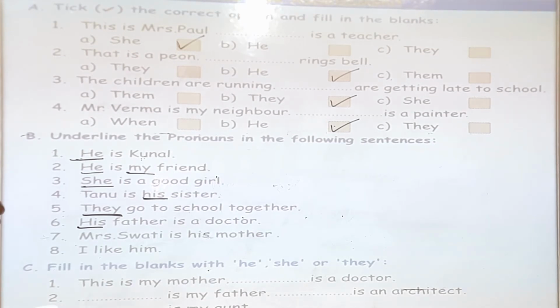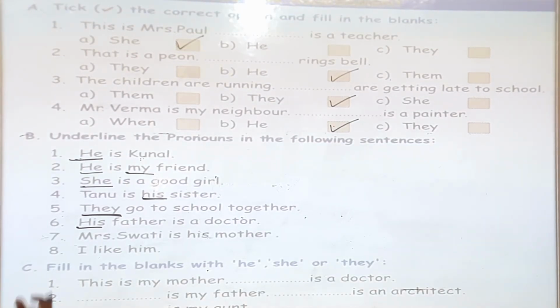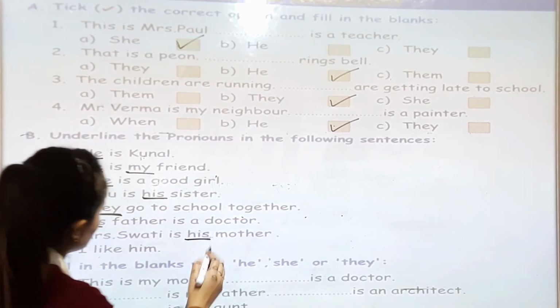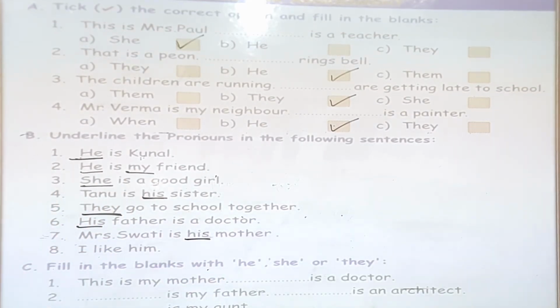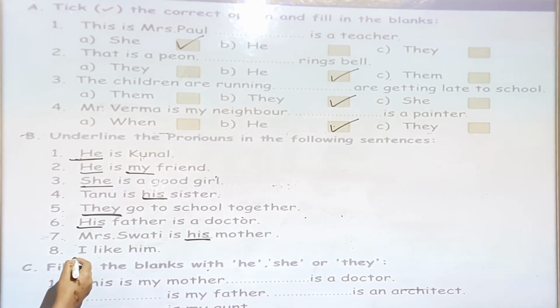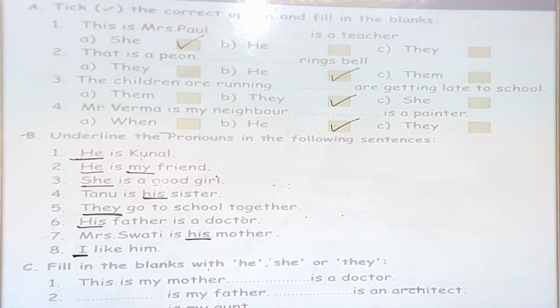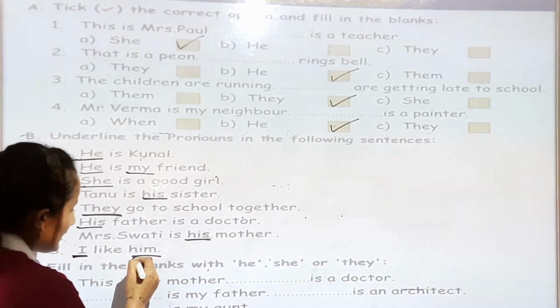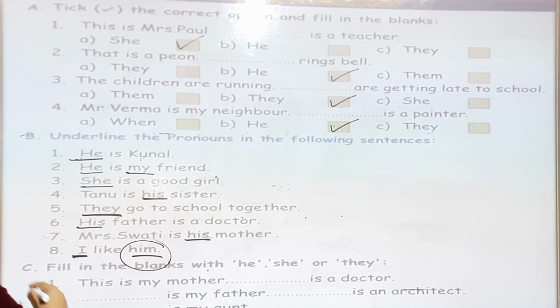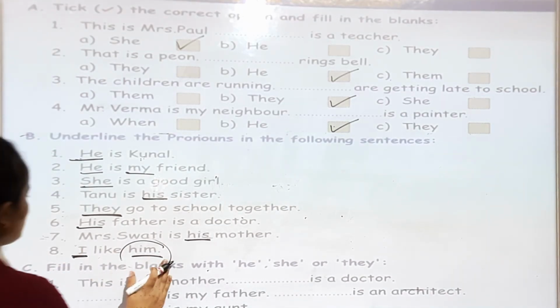Miss Swati is his mother. Miss Swati is his mother. I like him. मैं उसको पसंद करती हूँ. But there is not your name. That's why we are using I. I is also a pronoun word, and him. I like him. You didn't write a name. That's why him. We are using a pronoun word. So that's why him is also a pronoun.